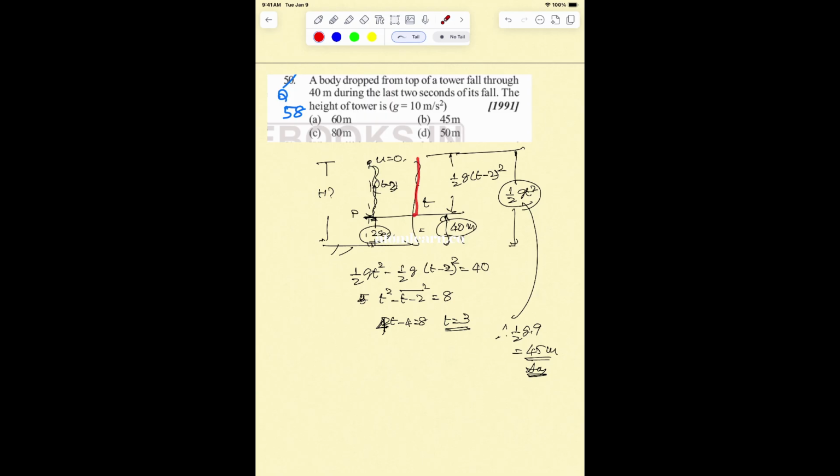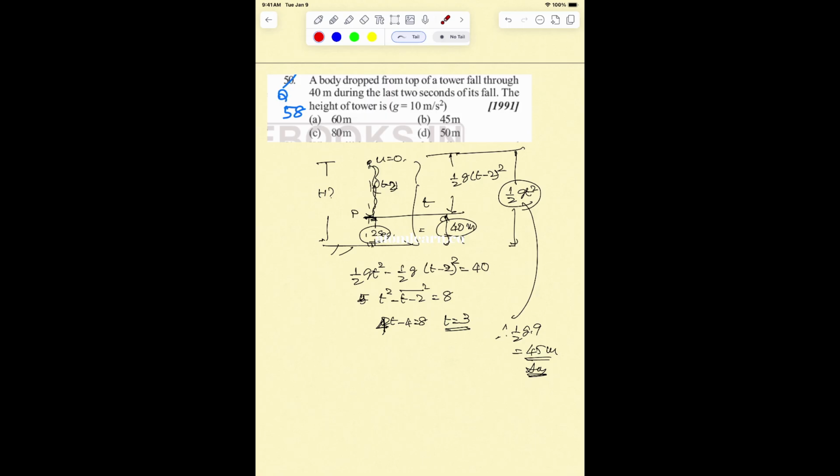Now what is the distance of fall in t minus 2 seconds? Equal to half g (t minus 2) squared. What is the distance of fall for the total time t? Half g t squared. Now the difference between them is given as 40 meters. This minus this is 40 meters. Therefore, putting g equal to 10 and solving, you get time equal to 3. Put it back into half g t squared, with t equal to 3: half g into 9, 5 into 9, 45 meters. Fine.